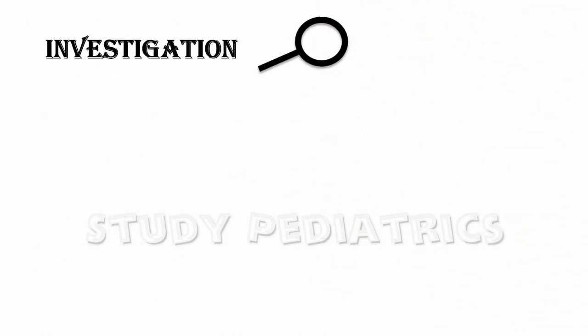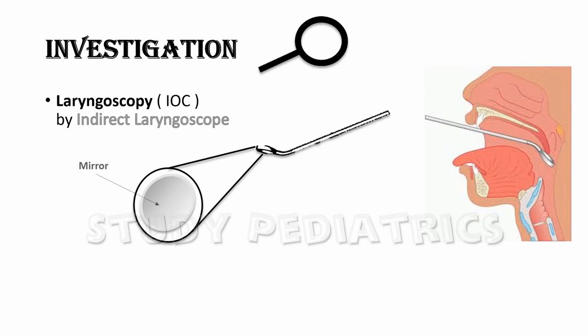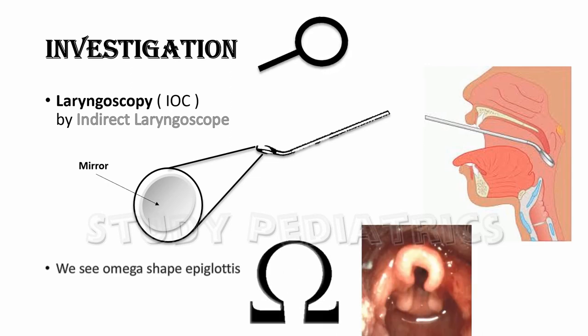Now let's see the investigation. The investigation includes laryngoscopy. It is the investigation of choice, done by using an indirect laryngoscope. As you can see here, an indirect laryngoscope is a device used for visualizing the larynx, which is done without entering deep into it. This instrument has a mirror which reflects the image of the larynx to us, although simple, but much useful. In the patient of laryngomalacia, due to weakening or softening of the epiglottis, we see an omega-shaped epiglottis.